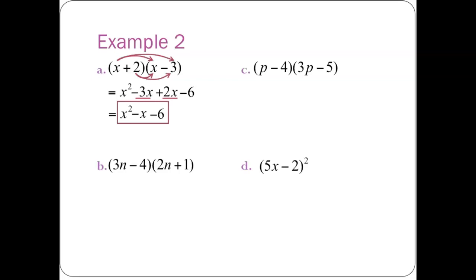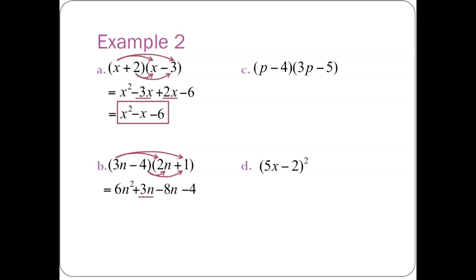All right, the next one, we have 3n minus 4 times 2n plus 1. We'll start by distributing 3n. So this is 3n times 2n, which is 6n squared. Then 3n times 1, that's 3n. Then negative 4 times 2n, that's negative 8n. And then negative 4 times 1, that's negative 4.